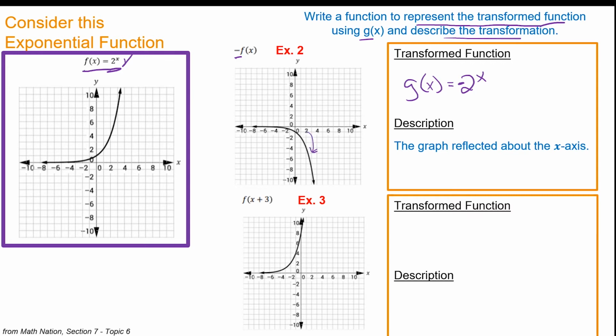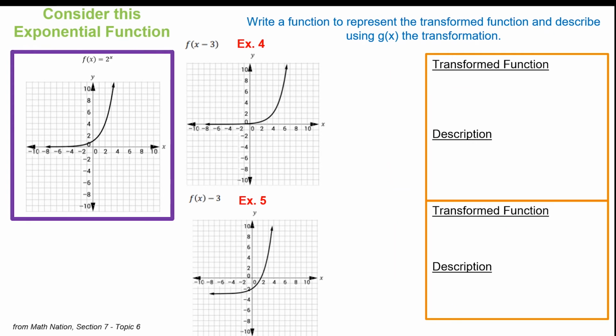All right. Next, example 3, that is inside the parentheses. So when we write our function, that's going to be a horizontal transformation, and g of x is equal to 2 to the x plus 3 power. That plus 3 would be a part of our exponent, because that would be a horizontal transformation of our x values. The description would be the graph is shifted 3 units to the left. So this graph is shifted 3 units to the left.